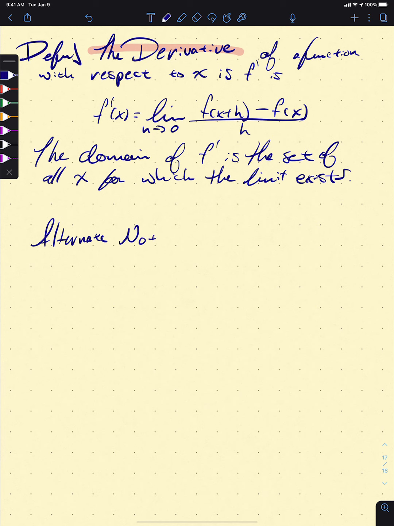So here's some alternate notations, right? You could have something like this, a capital D sub x of f of x, right? This is read d sub x of f of x, okay? So that's one of them. For the next one, the next two are much more common than d sub f.